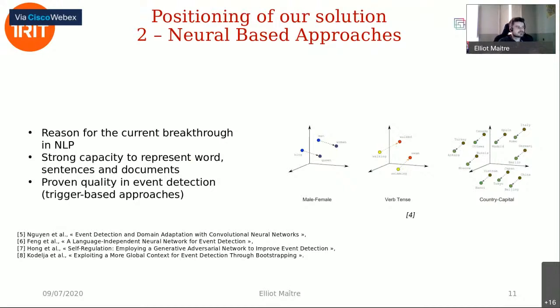As you probably know, neural networks are one of the main reasons for the current breakthrough in NLP. They have a really strong capacity to represent words, sentences, and documents, and they have proven their quality in event detection, particularly in trigger-based approaches. However, these techniques are mostly used in closed domain applications or in a specific set of documents, and they do not really take into account the temporal aspect of the data.